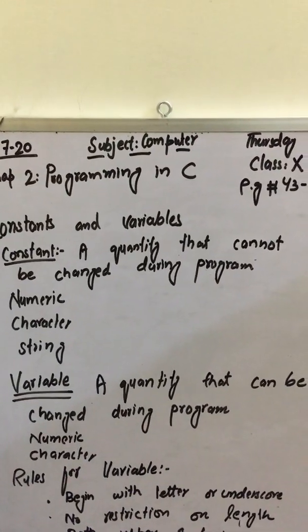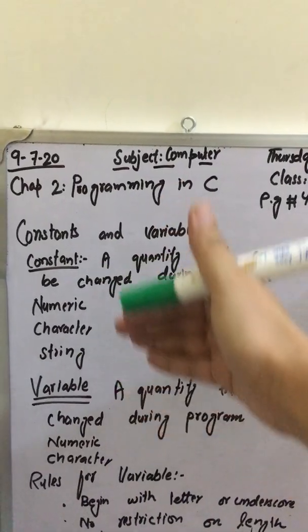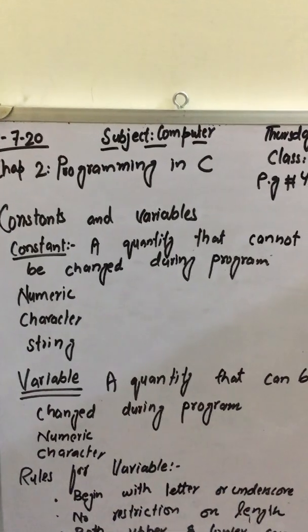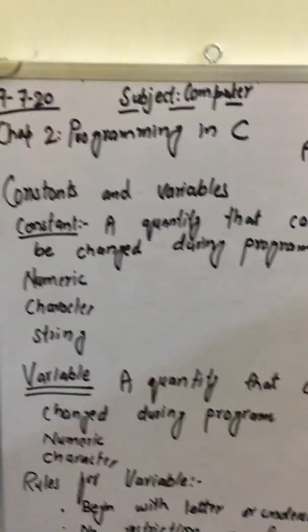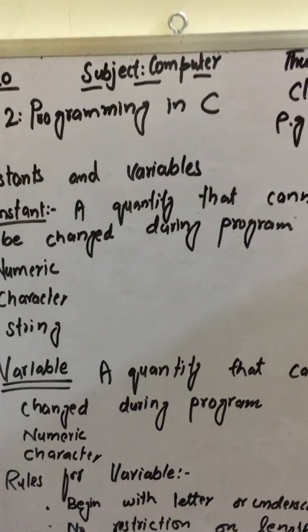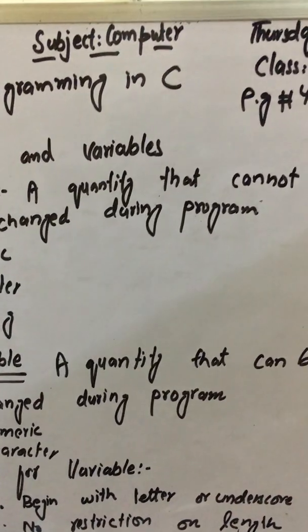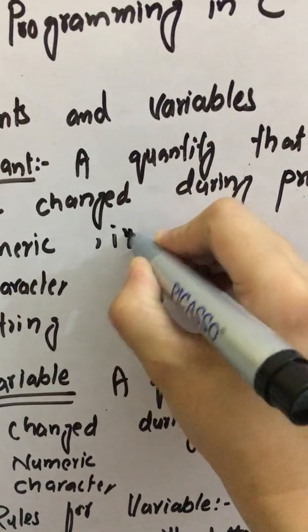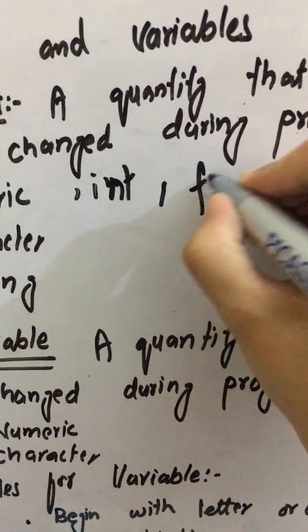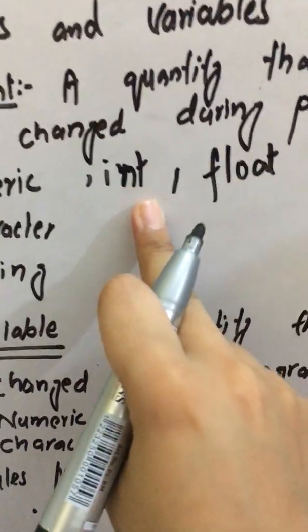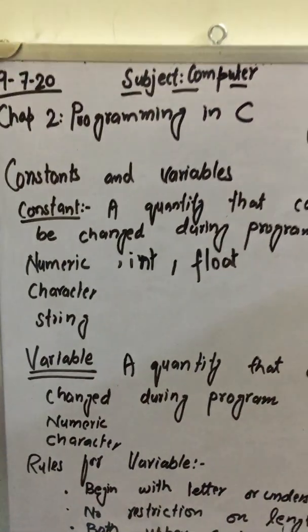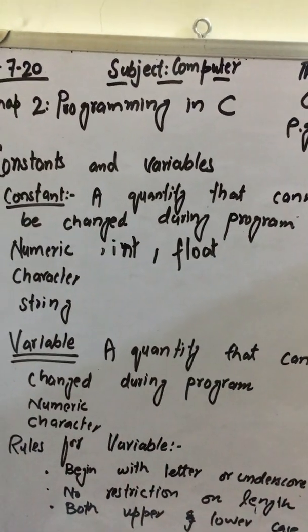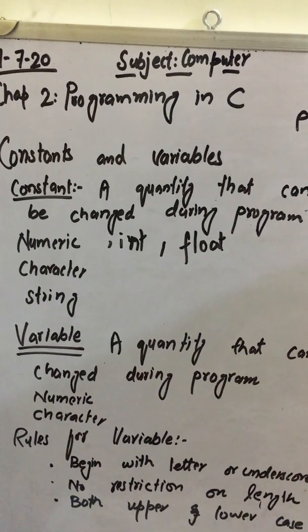So actually there are three types of constants that can be declared in any language. Number one is numeric, then we have character, and then we have string type. So how can we declare the numeric? There are two options available in it. Number one is integer and the other is float. When we talk about integer, we are talking about positive and negative numbers. And when we say float, we are talking about decimal numbers.